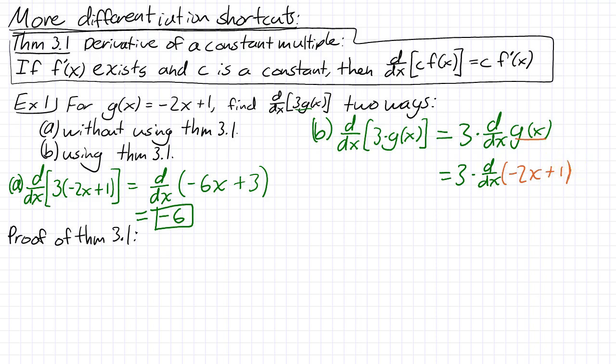And then the derivative of that, using the same rule as before, that the derivative of a linear function is always equal to its slope, that just becomes 3 times -2, and so your answer is still -6, just like it was before. So the rule works, at least with this function.